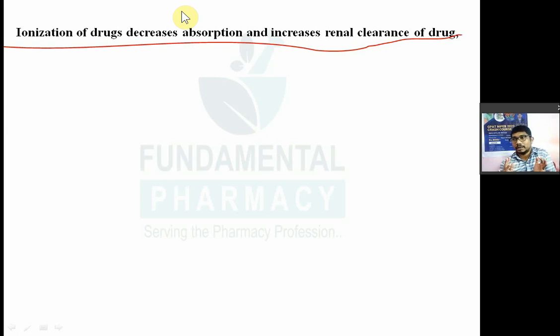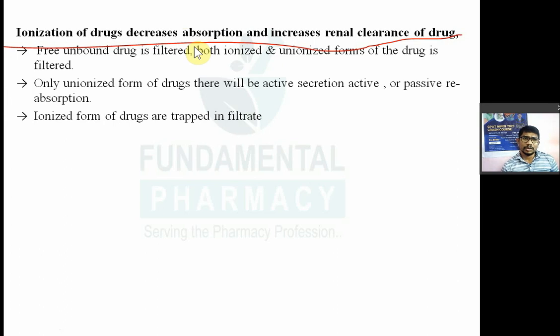Now ionization of drug decreases the absorption and increases the clearance of drug, right? Only free form of drug is filtered and both ionized and unionized form of drug is filtered in the kidney. Now only unionized form of drug will be actively secreted or passively, only ionized form of drug will be trapped into the filtrate. That is about the excretion. There are two very important terms because they are important in toxicology. You should know this. ये आपको पता होना चाहिए.